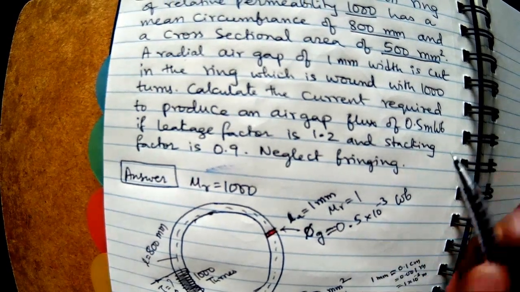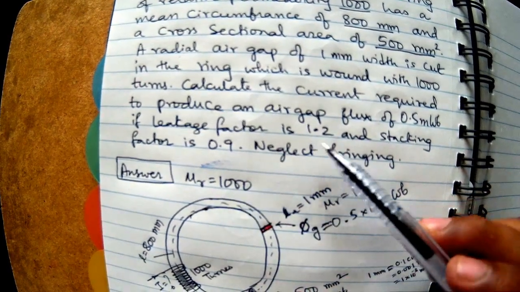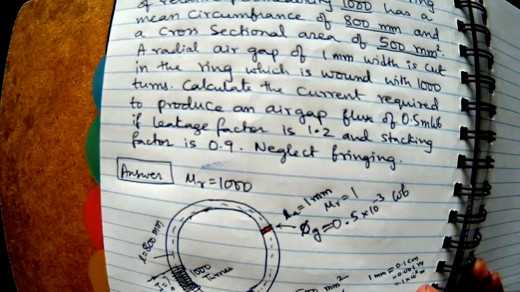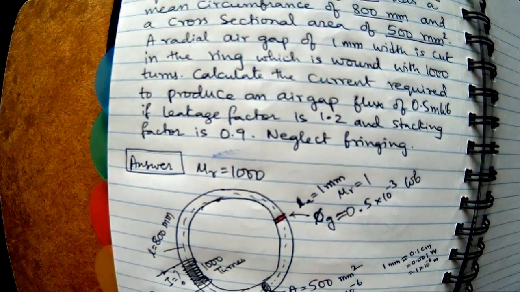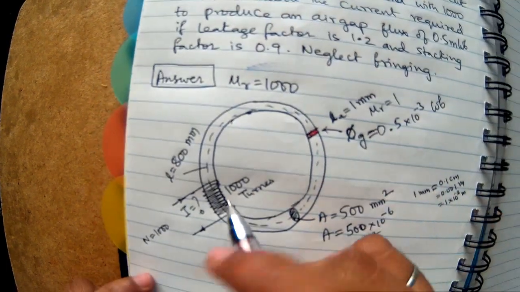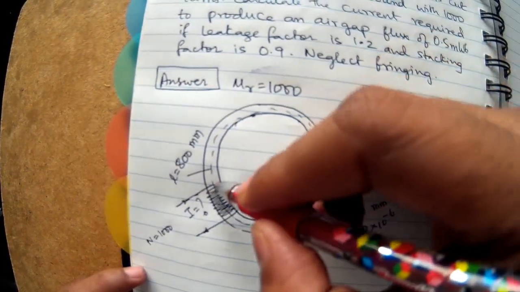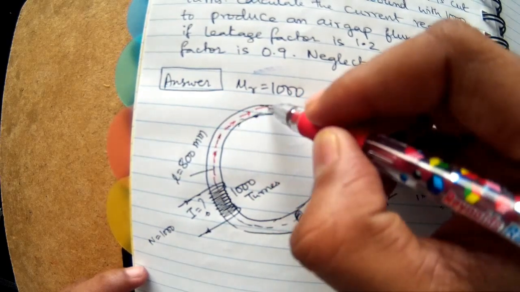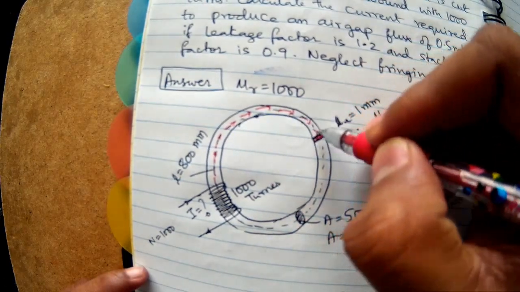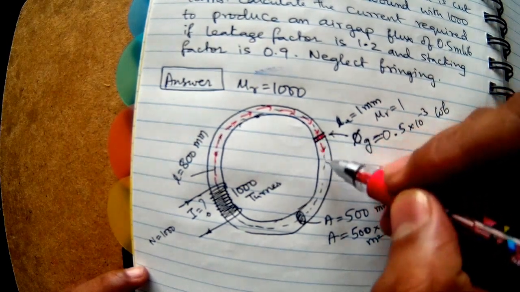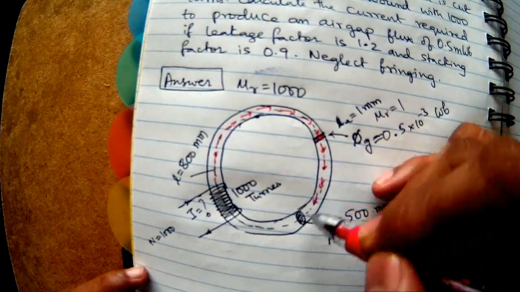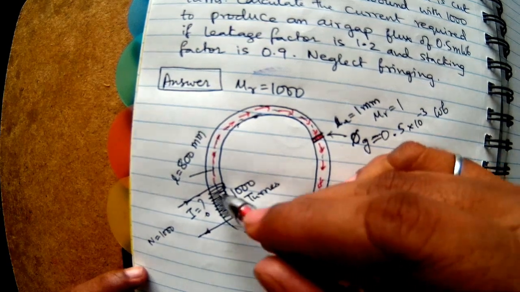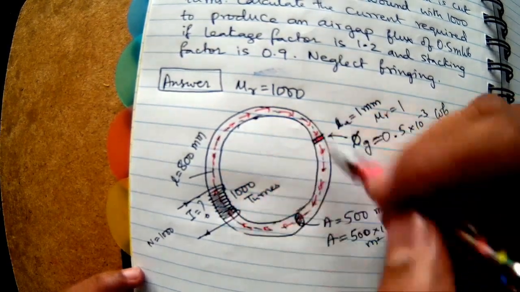If the leakage factor is 1.2. So what is leakage factor? What happens is, what is the path of the flux? So here is the source of magnetomotive force. The flux will come out of that magnet and then flow through this ring and then enter into the air gap, and then through the air gap again the flux will continue, and finally this will complete the magnetic path. So the magnetic path is circular.